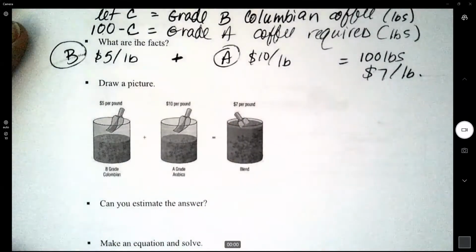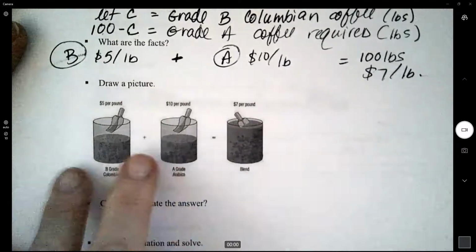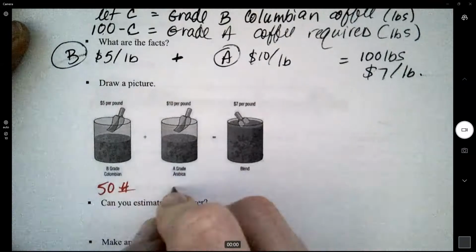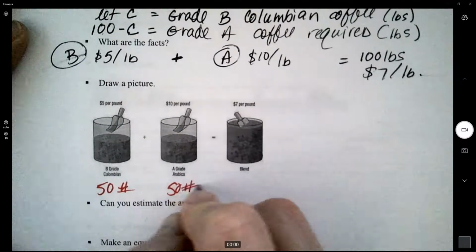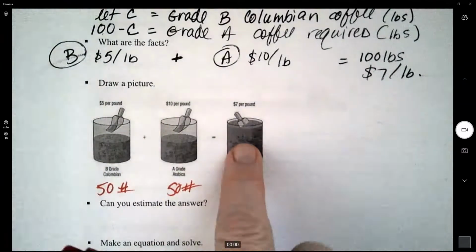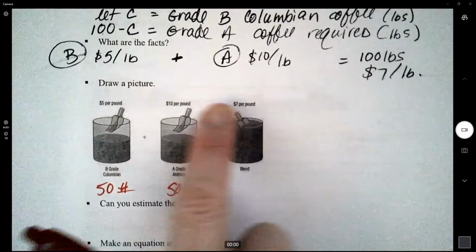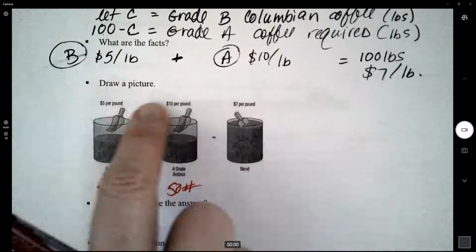Now, if I wanted to estimate the answer, if I were to split it 50 pounds and 50 pounds apiece, I know that that's not going to be the answer because the mixture has to be $7 per pound, which is not halfway in between those two numbers.